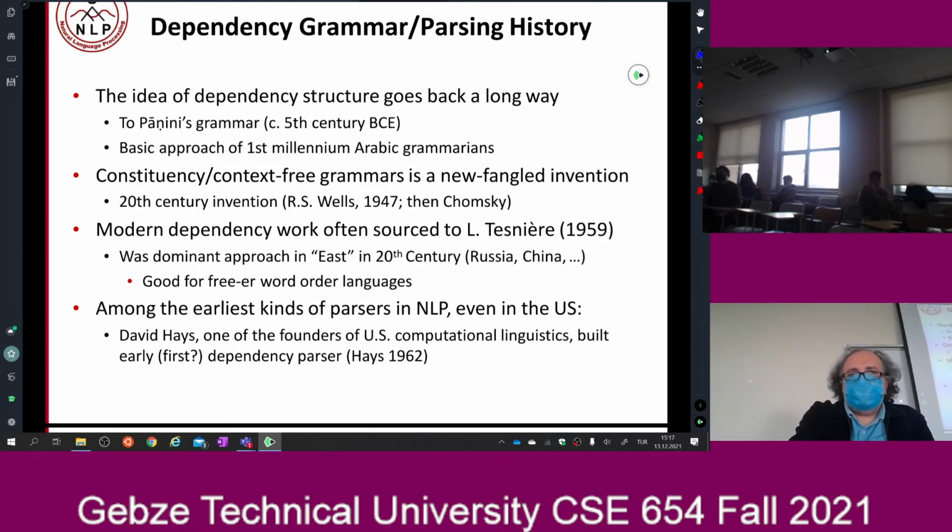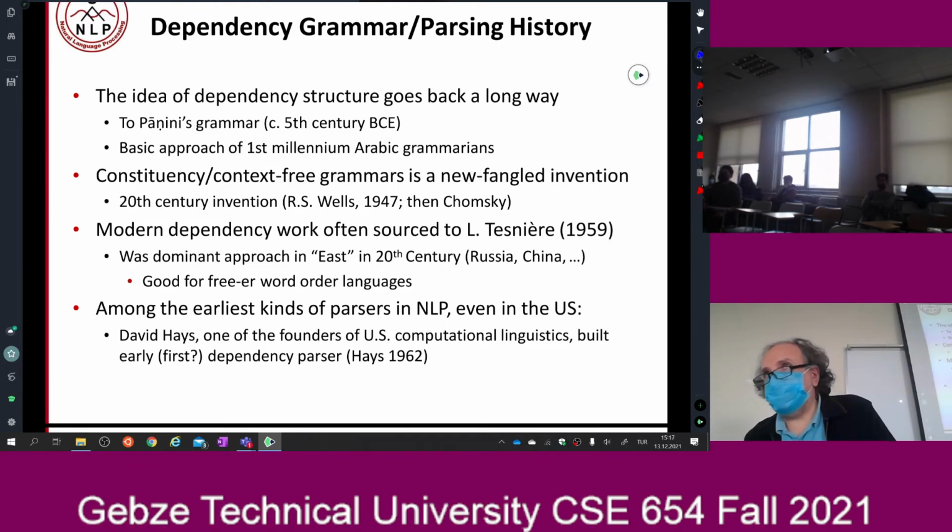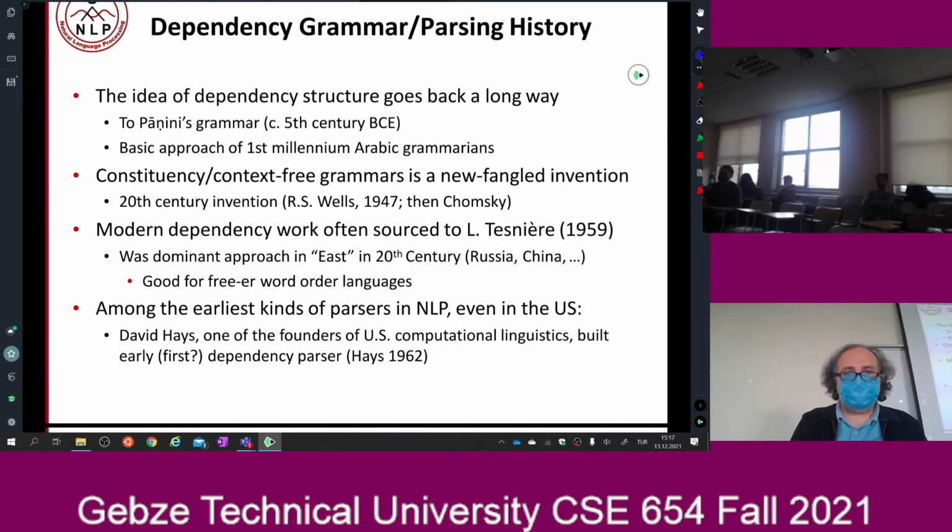Okay. So with the context free grammars, CFGs, 1940s, then Chomsky, 1950s, we talked about them. Later they came back to dependency grammars, starting from the 1960s, and now we are using them for languages like Russian, Chinese, Turkish, Japanese, Korean, and etc.